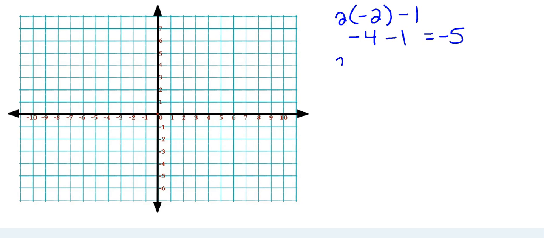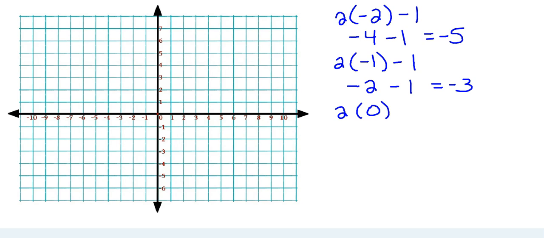Let's substitute in -1, so we have 2 times -1 minus 1. 2 times -1 is -2, so we have -2 minus 1, which is -3. And then next we have 0, so 2 times 0 minus 1. 2 times 0 is 0 minus 1. 0 minus 1 is -1.